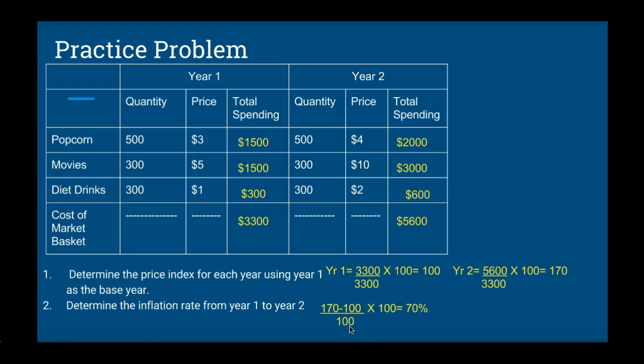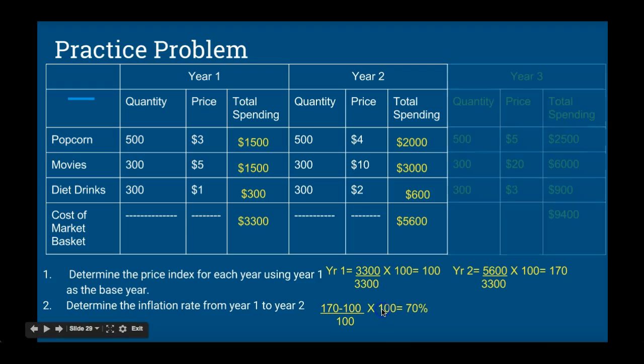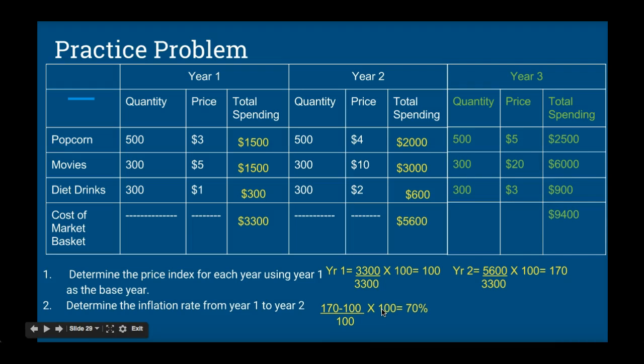Now, inevitably, somebody asked me, is it always going to be 100? Am I always going to be dividing by 100? Because if that's the case, then I can just cancel out these 100s. Well, actually, no, because I could be talking about the inflation rate from years that do not include the base year. So let's, for example, throw in a year 3, and I'm not going to go through the process of multiplying out the total spending. I already did the math for you. So we're going to say the total spending of year 3 is $9,400.